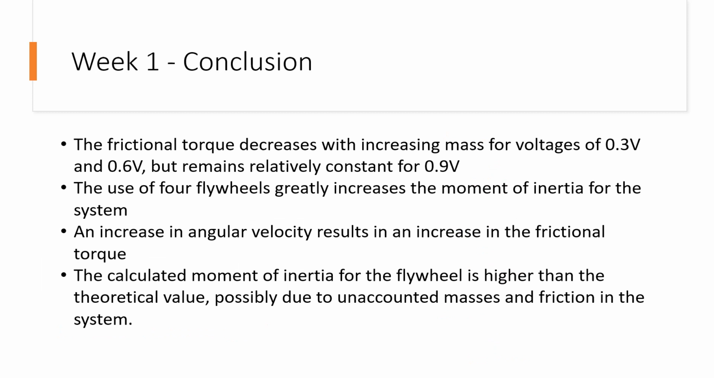Based on our week 1 results, it was observed that the frictional torque decreases with increasing mass for voltages of 0.3 and 0.6 volts, but it remains relatively constant for 0.9 volts. The use of four flywheels greatly increases the moment of inertia for the system, and an increase in angular velocity results in an increase in the frictional torque. Furthermore, the calculated moment of inertia for the flywheel is greater than the theoretical value. This is possibly due to the unaccounted masses and friction in the system.